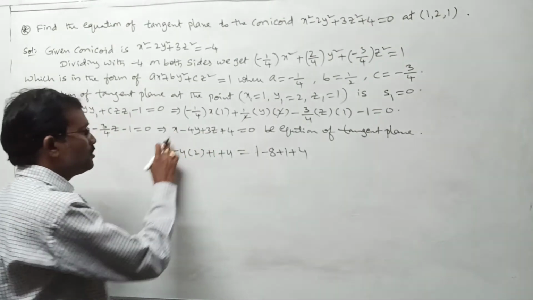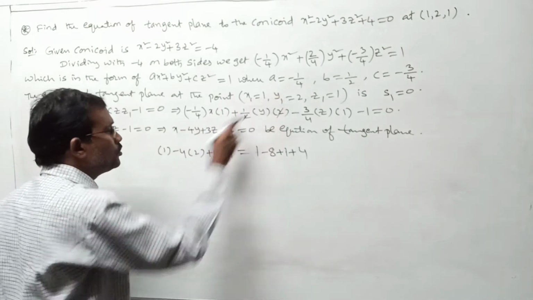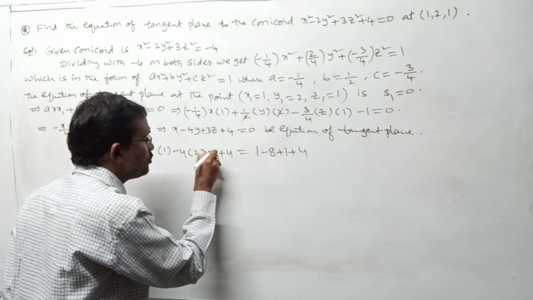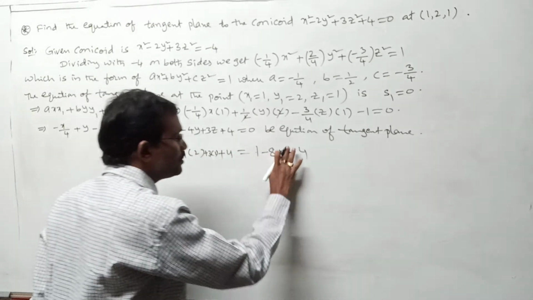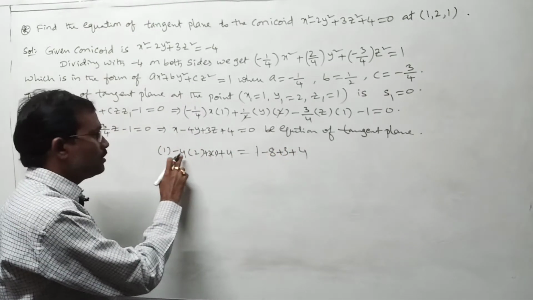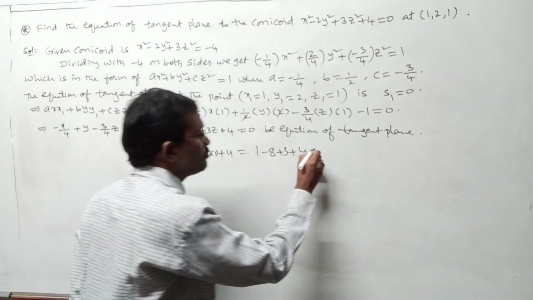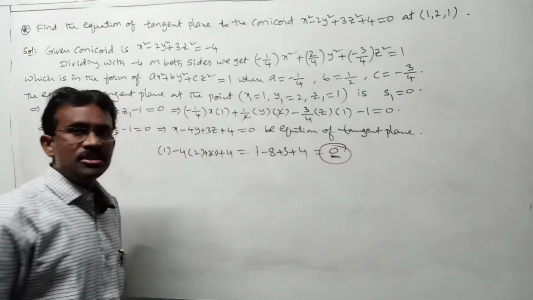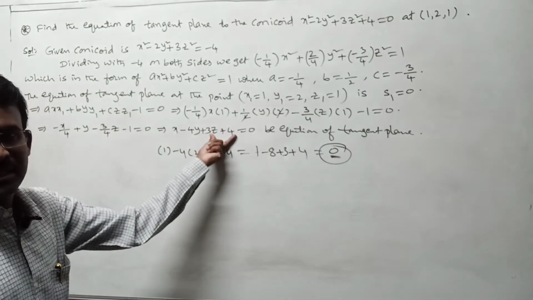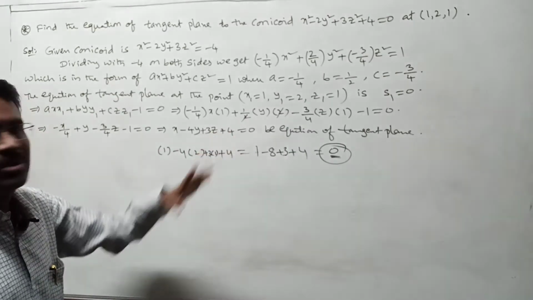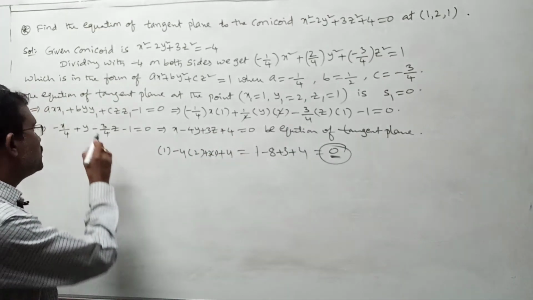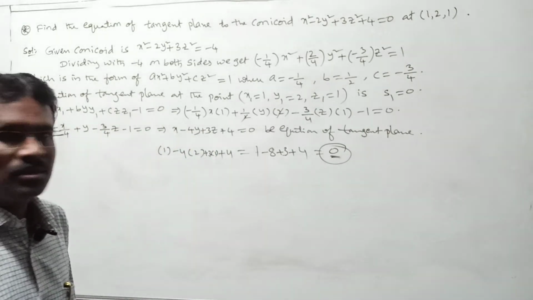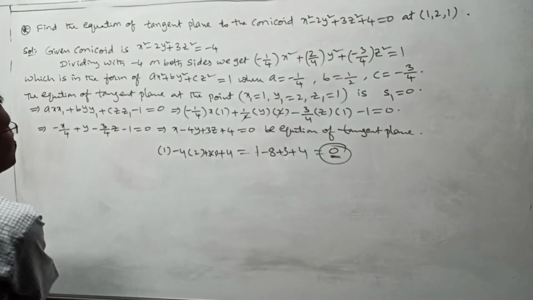Yes, substitute the point. 1 minus 4 into 2 plus 3 into 1 plus 4. This is 3. 1 minus 8 plus 3 plus 4. 4 plus 3 is 7, 8. 8 minus 8 is 0. If this point satisfies it, then only your result is correct. Otherwise it should be wrong, right? Here I just made a mistake: instead of 3z, I simply wrote z. It is 3z. This is your required equation of tangent plane.